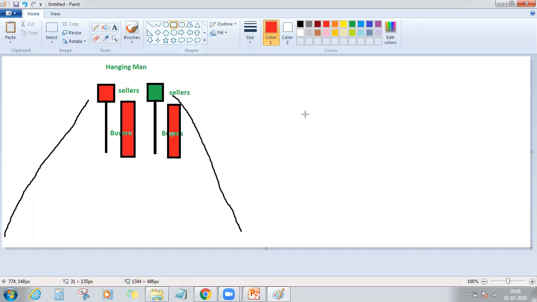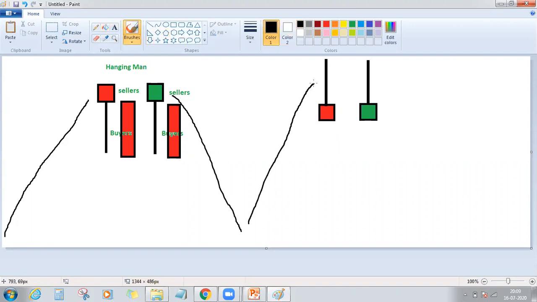Now you have one more variation where the body will be at the bottom. So this is the body of the candle. You will have an upper shadow like this, and the body can be red in color and the body can be green in color. Prior to this, there will be a sharp rise in price, and either this candle can appear or this candle can appear, and the price will fall down.